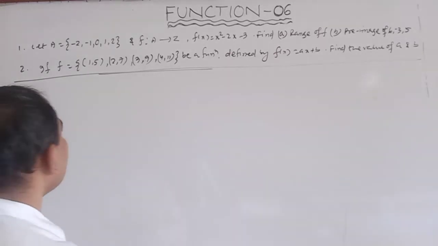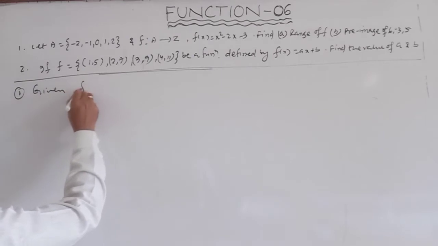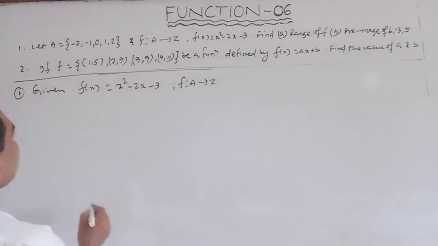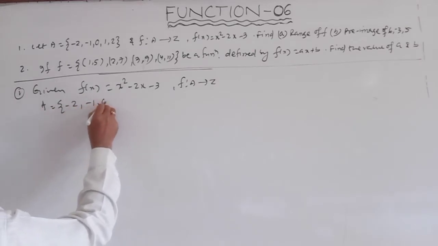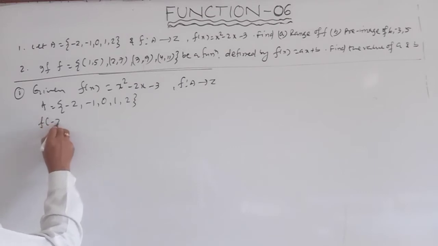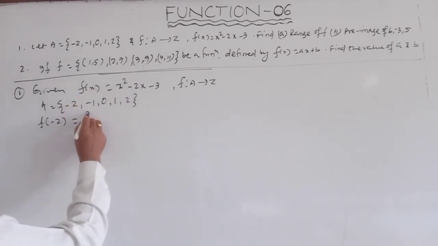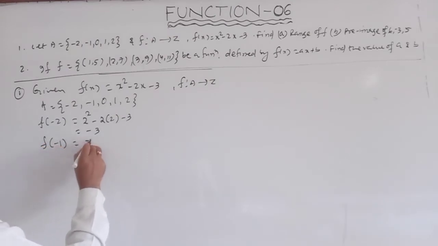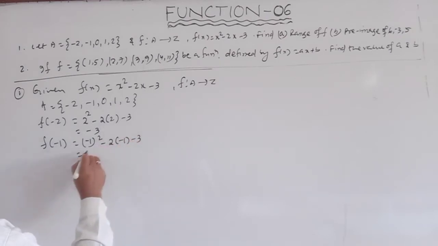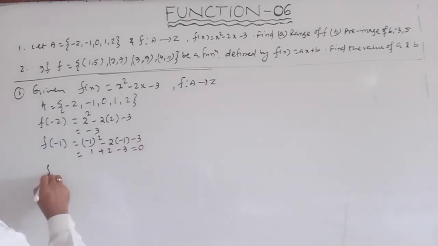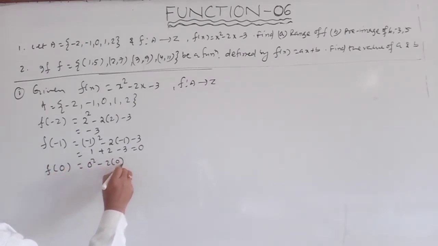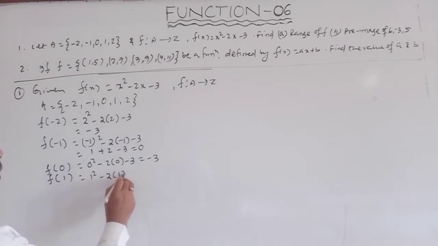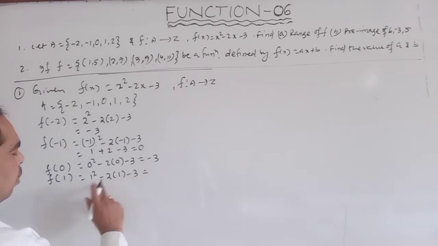So question number 1, given f of x is equal to x square minus 2x minus 3, f from A to Z, Z means the set of integers, A is equal to minus 2, minus 1, 0, 1, 2. First find f of minus 2: put minus 2 in place of x, so minus 2 square minus 2 into minus 2 minus 3, which is 4 plus 4 minus 3, that is 5. Next f of minus 1 is minus 1 square minus 2 into minus 1 minus 3, so 1 plus 2 minus 3 is equal to 0. f of 0 is equal to 0 square minus 2 into 0 minus 3 is equal to minus 3. f of 1 is equal to 1 square minus 2 into 1 minus 3, so this is minus 4.